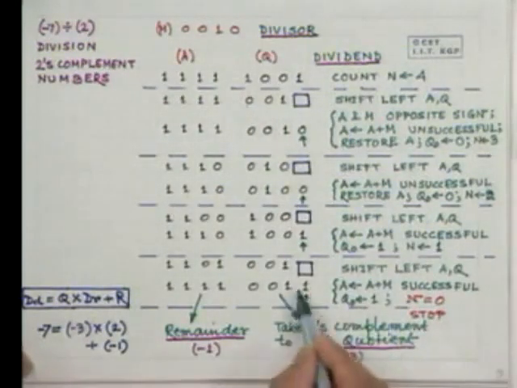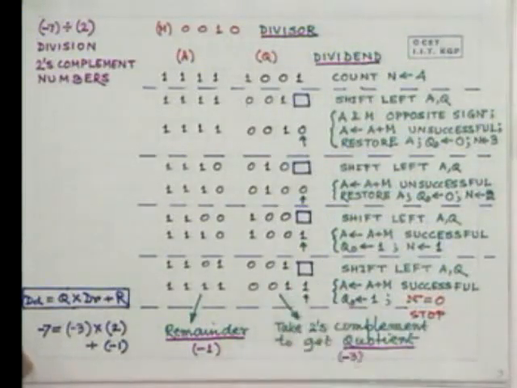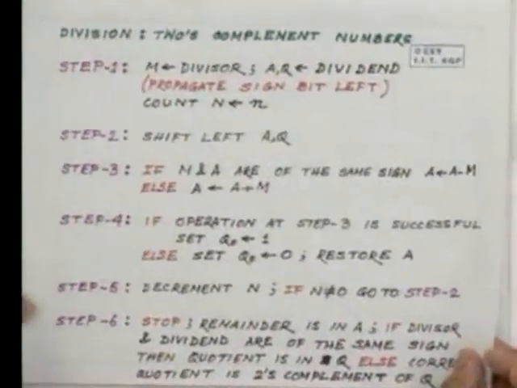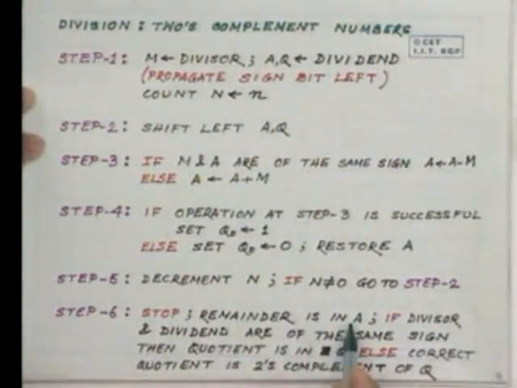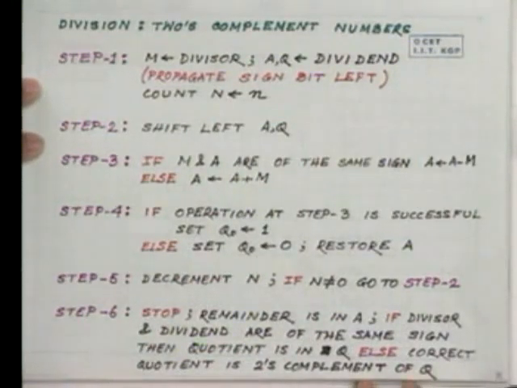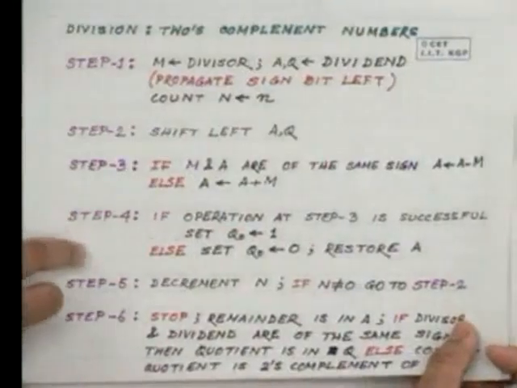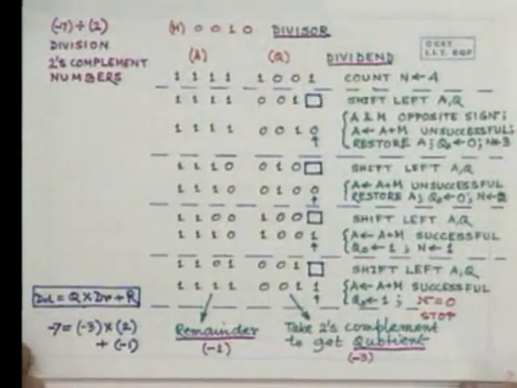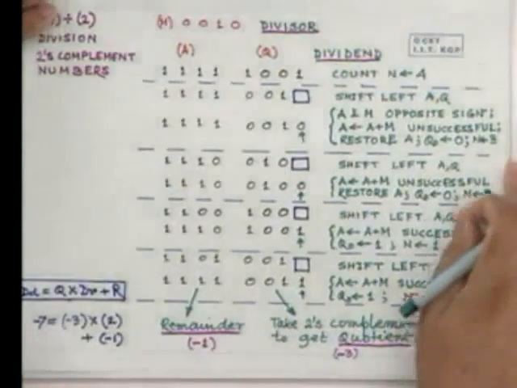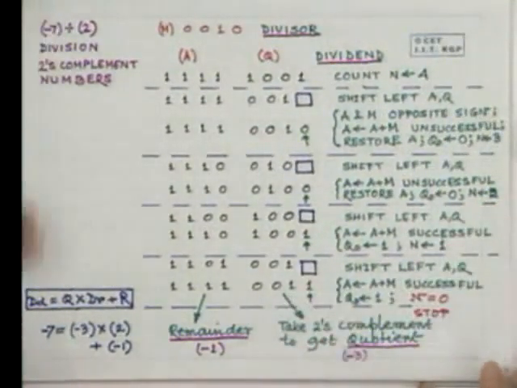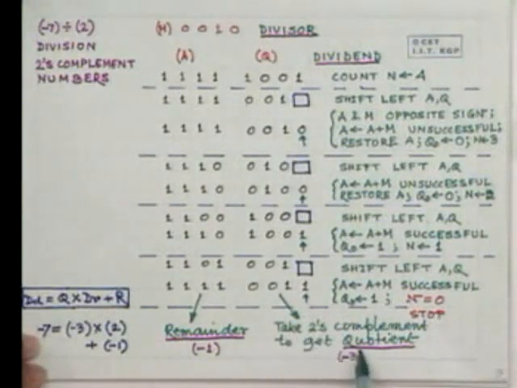Now, let us see the quotient. The quotient, as we said in step 6, that the remainder will be in A. If the divisor and dividend are of the same sign, then the quotient is in Q, else the correct quotient is obtained by taking 2's complement of Q. Now, here A and M are of opposite sign, and therefore, to get the correct quotient, we will have to take the 2's complement of this number, and if we get the 2's complement of this number, basically it is minus 3.